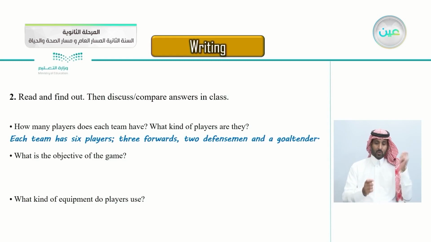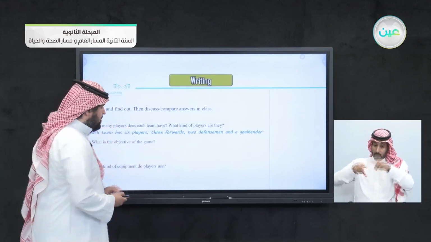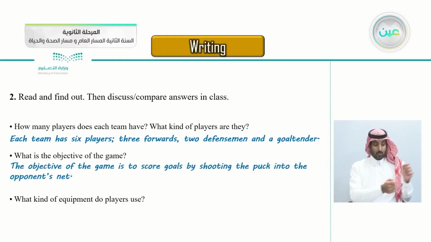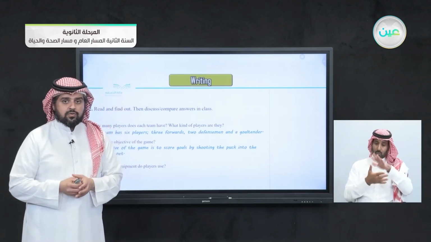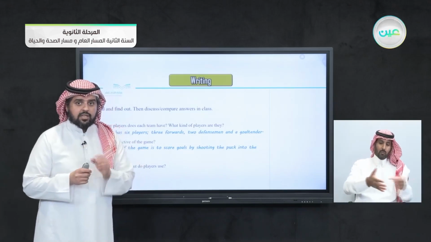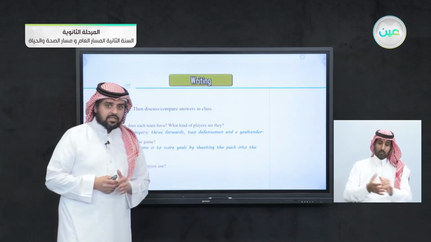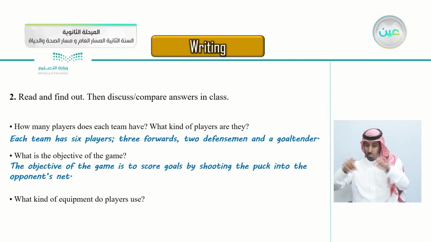What is the objective of the game? What's the objective of the game? What do you do? What's your goal here? So, the objective of the game is to score goals by shooting the puck into the opponent's net. So, it's as we guessed in the beginning of this lesson when we analyzed the picture, you use your stick to hit the puck, the circular or the round object, to get it in the opponent's net. So this is the objective of the game. Again, the objective of the game is to score goals. How? By shooting the puck into the opponent's net.